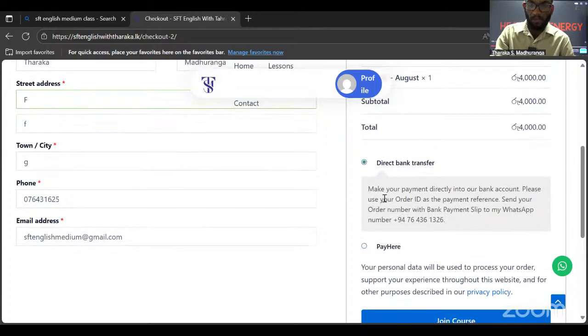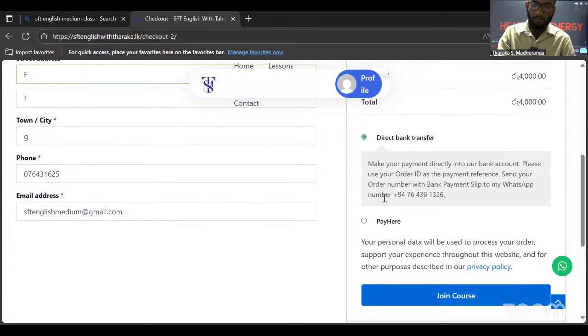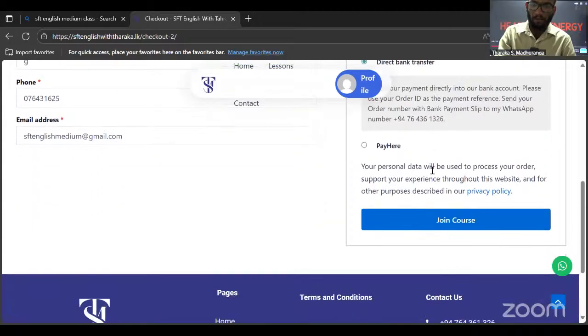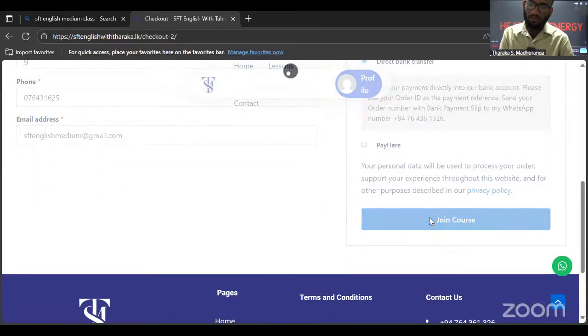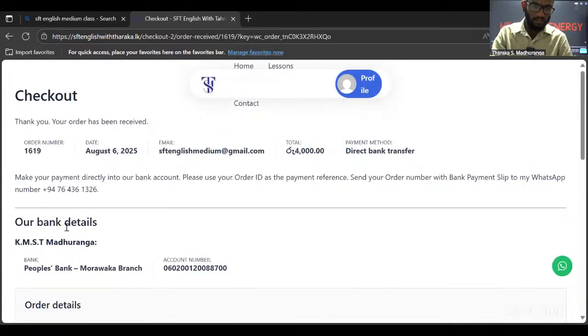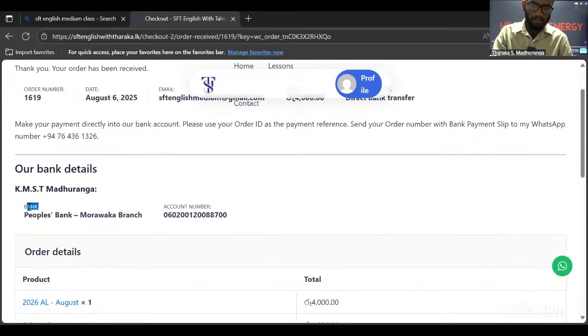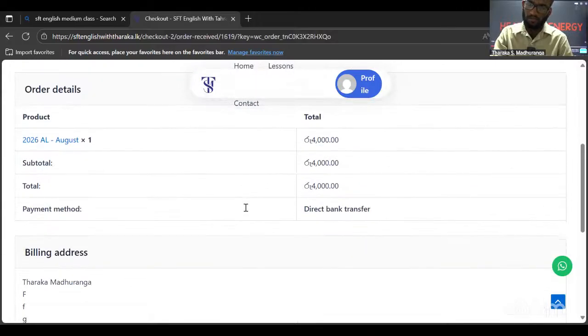If you pay by direct bank payment, same as previously, you can choose direct bank payment here, then join course, then you can see all the bank details here. Your bank details you already know. You can pay to these bank details and send the screenshot, then you will have access to this page. Understood? Any doubt?